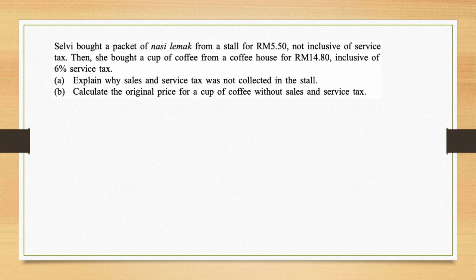We actually ignore nasi lemak. The question is asking for nasi lemak. A cup of coffee costs 14.80 ringgit, inclusive of 6% service tax. Why are sales and service tax not collected in the store, and how do we calculate the original price for a cup of coffee without sales and service tax?